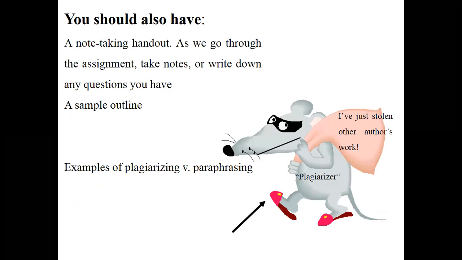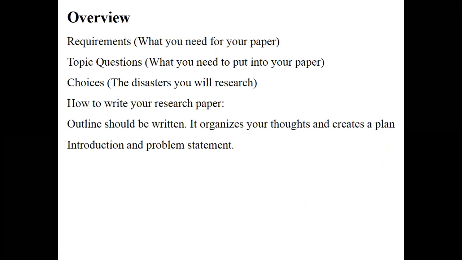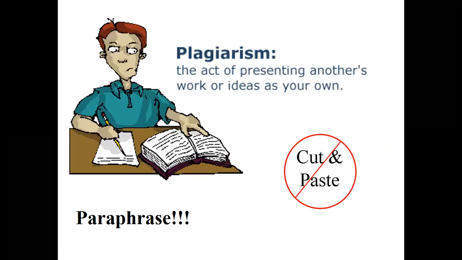An example of plagiarism versus paraphrasing: a plagiarizer says, I have just stolen another author's work. Don't steal the other author's work, write your own work. Think by yourself. Don't falsify, don't plagiarize, don't fabricate the data. Here we have some overview, and the most important point, again and again: be focused. Don't plagiarize, don't copy from others. Just read it, understand it, and develop your own thinking. Write in your own words, increase your vocabulary, improve your writing skills. The act of representing another's work or idea as your own is plagiarism. So don't do this.